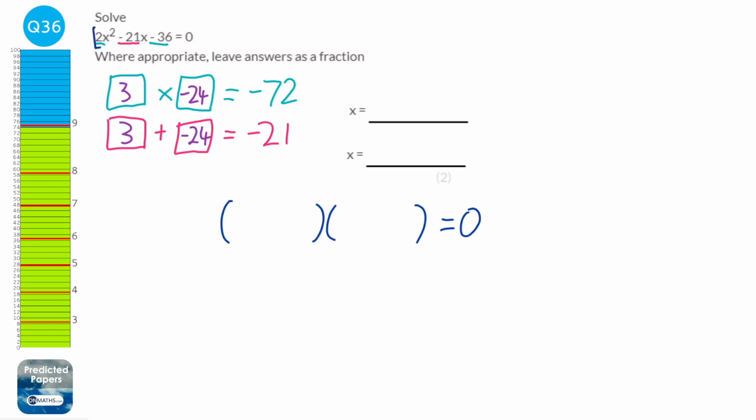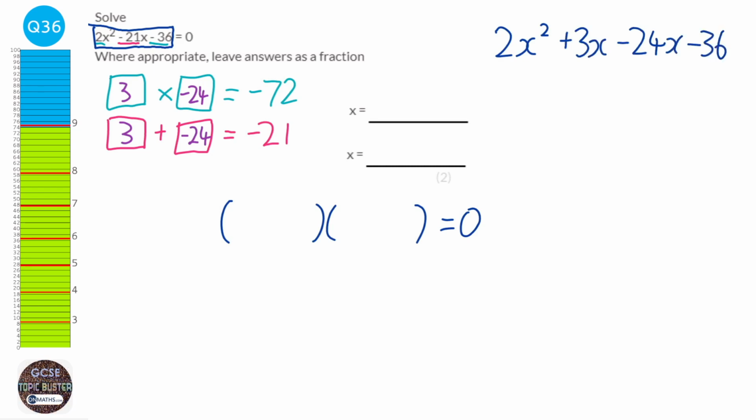I'm going to write out this expression, worry about the equation later, but instead of minus 21x I'm going to write plus 3x minus 24x. So I'm just going to replace it for what we've just found out. So it's going to be plus 3x minus 24x minus 36. We might find it easier if we put the negative first, and I probably should have put the negative first, but let's keep going just in case we don't put the negative first.